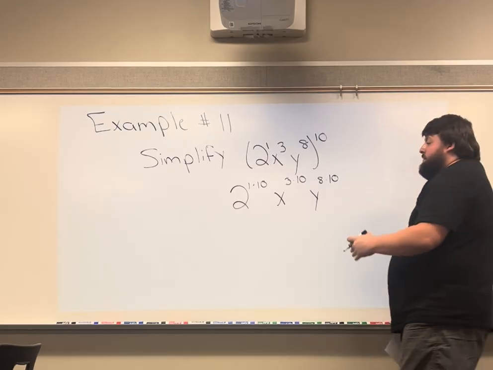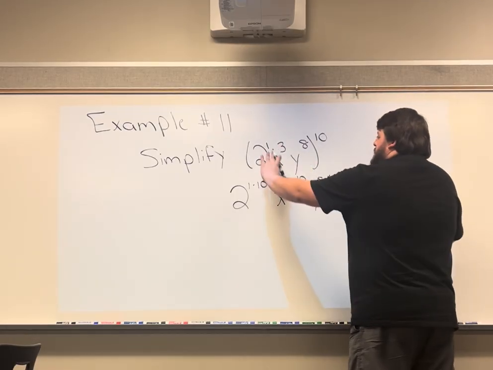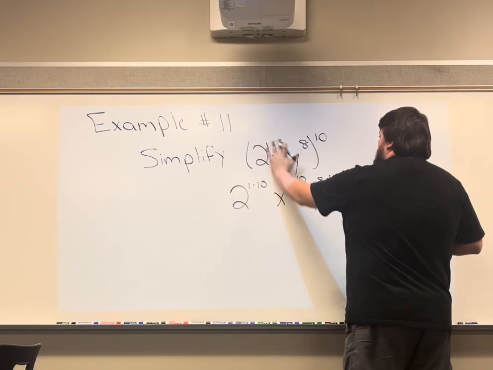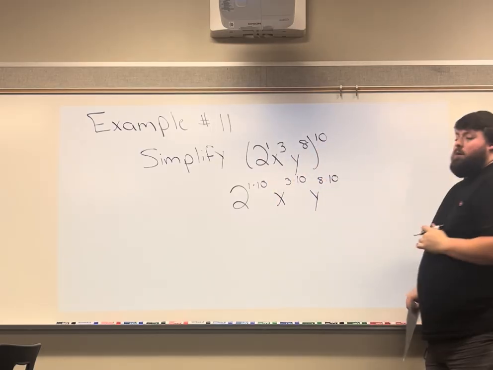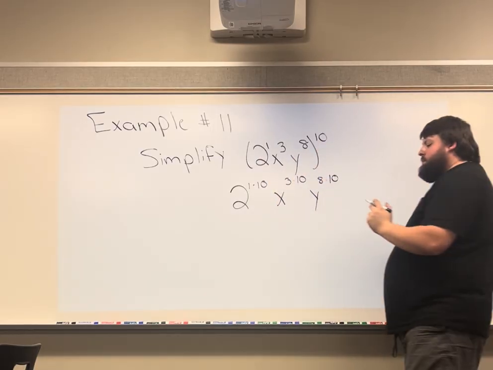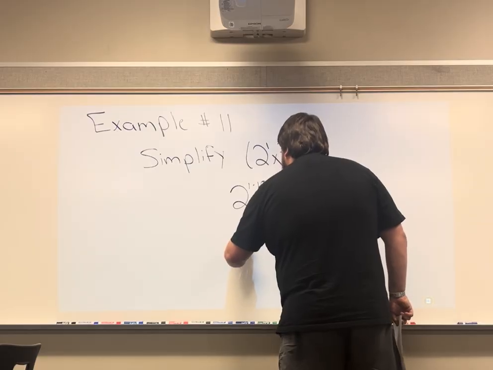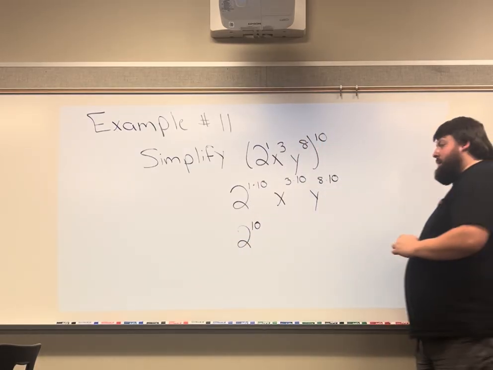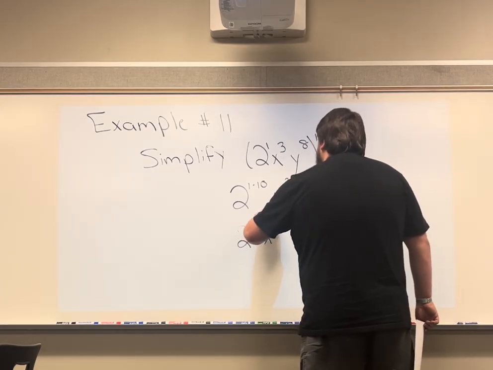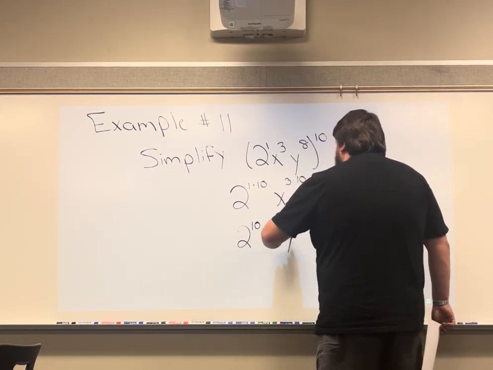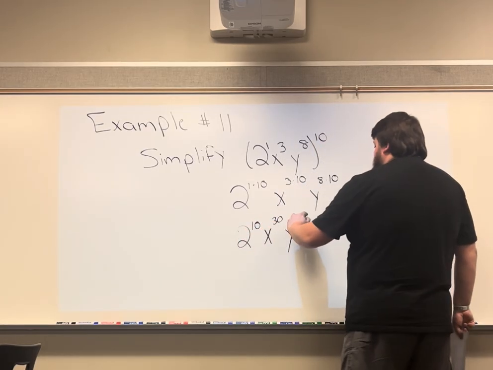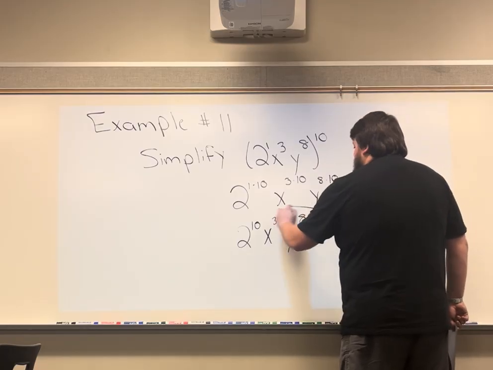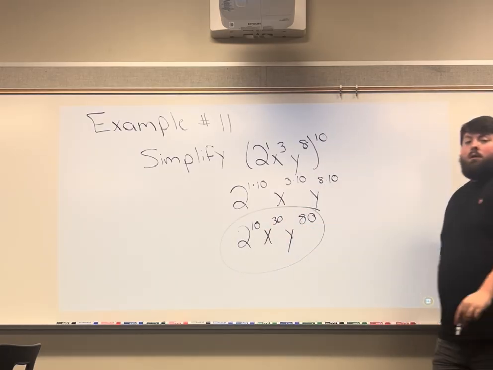We just looked at each individual part. So I looked at my 2, looked at my x, looked at my y. Here we are. Okay? 2 to the 1 times 10 is 2 to the 10th. X to the 3 times 10 gives me x to the 30th. And y to the 8 times 10 gives me y to the 80th. Okay?